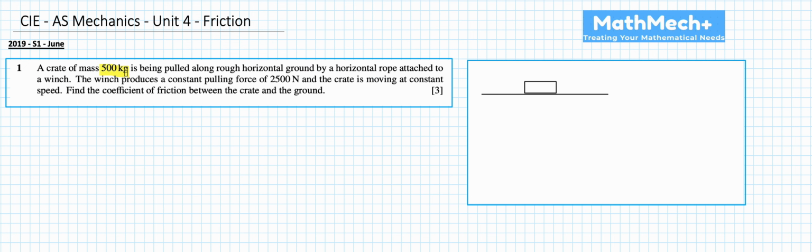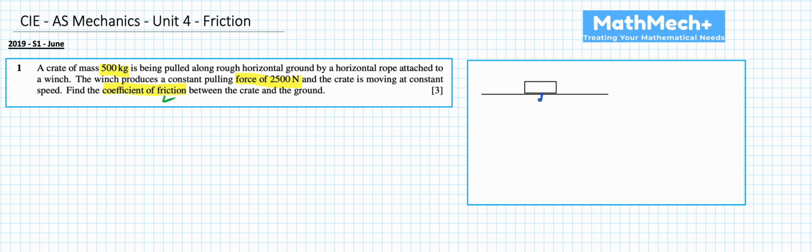Okay, so we're looking at a crate. We've got a mass of 500 kilograms. It's on rough horizontal ground, so we know there's friction involved. A force of 2,500 newtons. And we're looking for mu, or the coefficient of friction. So we write out our little bits and pieces. And we have our formula, which is that friction is equal to mu R.